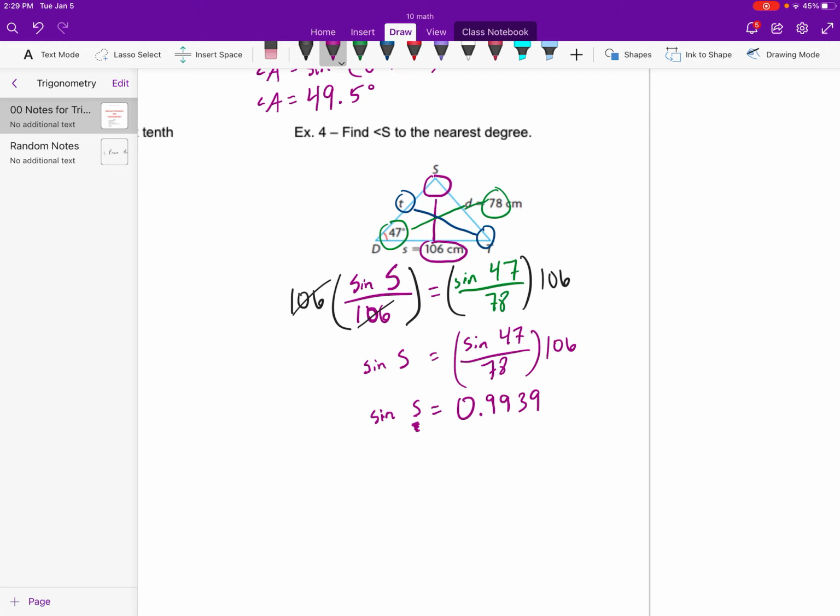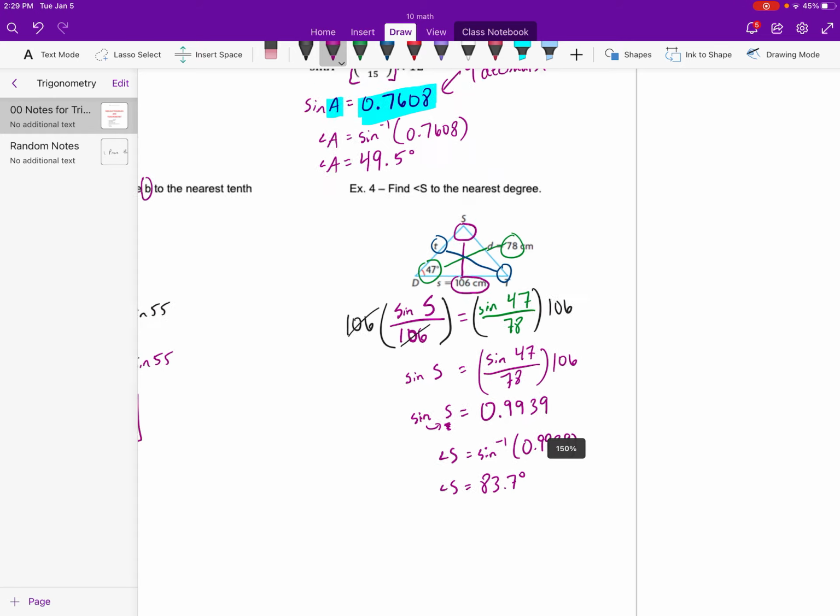And we want to get S by itself, and it has sine happening to it. We're taking the sine of S, so we're going to inverse that and move sine to the other side. So 0.9939. And I'm going to get my calculator to plug in absolute accuracy. So I don't even plug in 4 decimals. I plug in every single decimal it had before. Some of you can take a look at your calculator and see if you can figure out how to do that. And your answer is 83.7 degrees. And there you go.